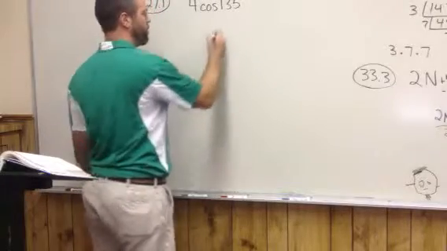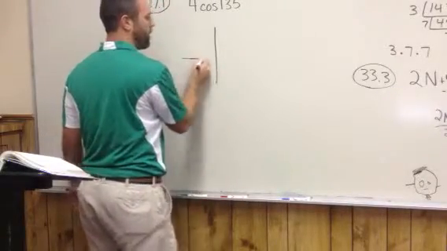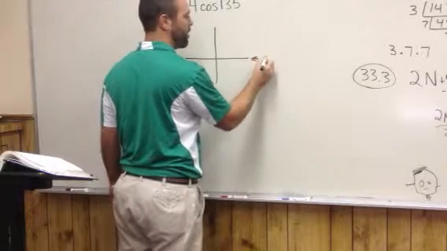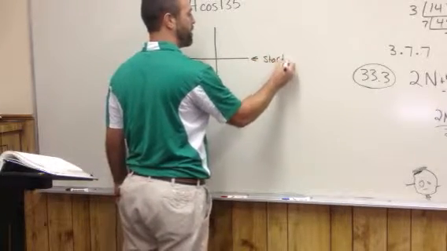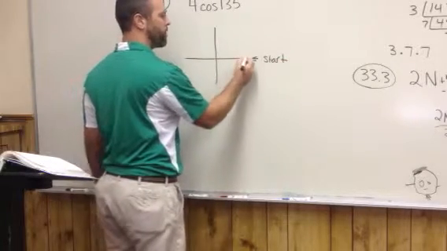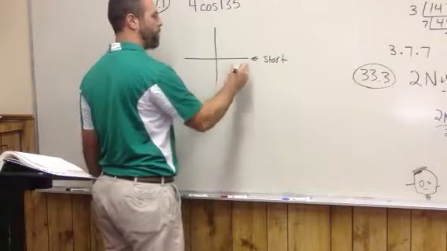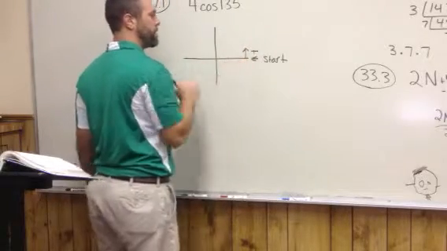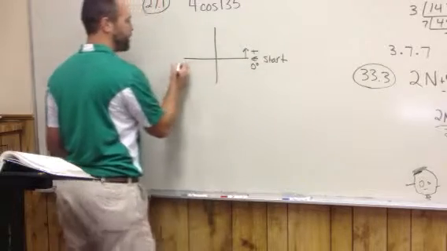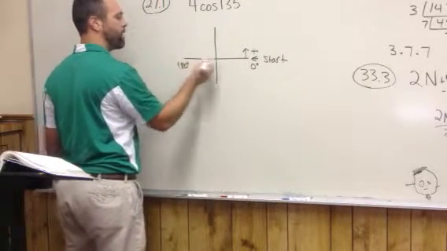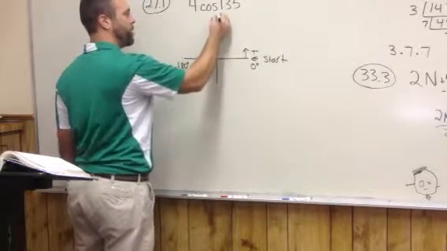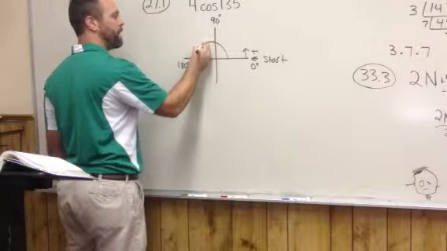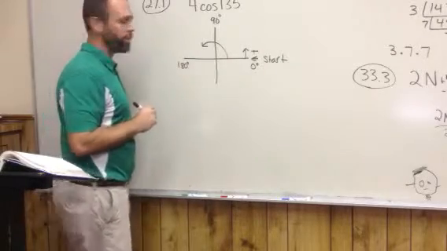Now here's what we're going to do. On our graph, our starting point is always going to be right here. We start everything right here. And since it's positive 135 degrees, that means if we go around in a circle, I'm going to go up. From here is 0 degrees. We know that here is 180 degrees. From here to here, that would be 90 degrees. So 135 degrees is going to put me somewhere inside this quadrant.